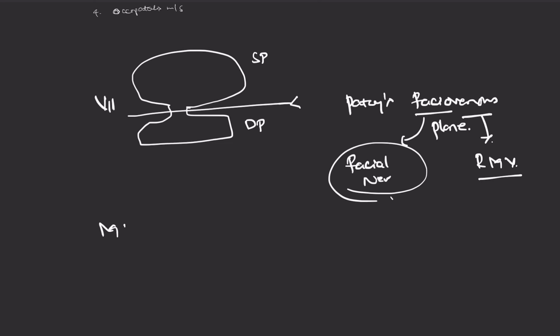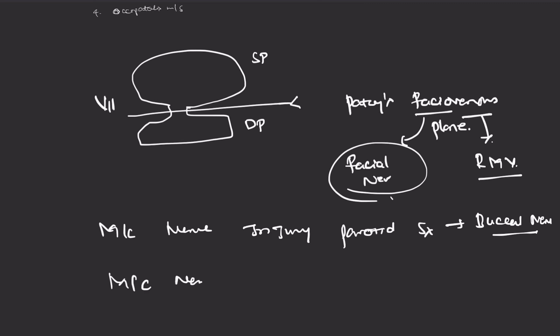Now coming to the most common nerve injury in parotid surgery. In parotid surgery, there will be buccal nerve injury. The most common nerve injury in case of submandibular gland surgery is the marginal mandibular nerve.